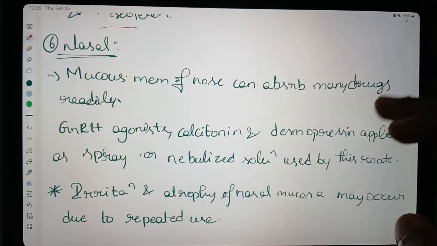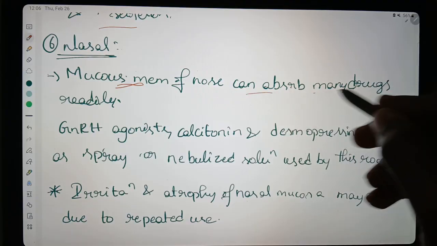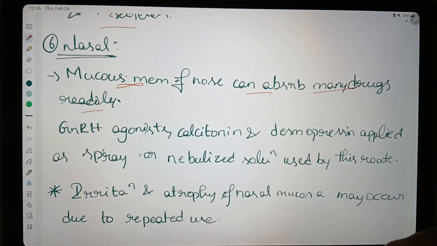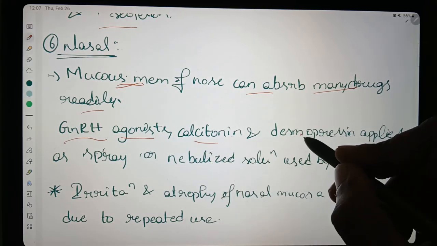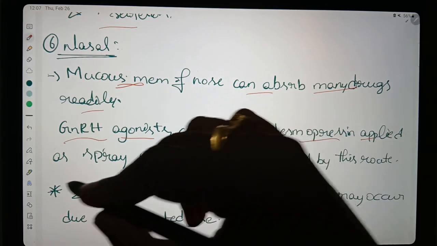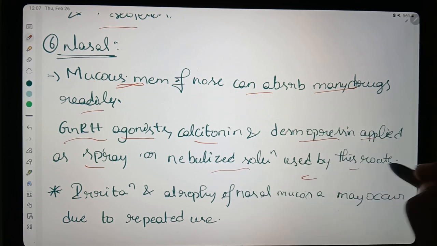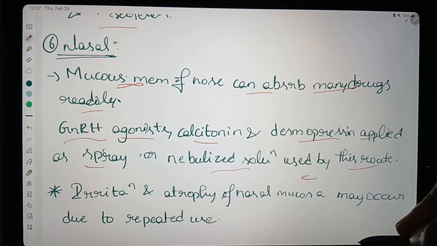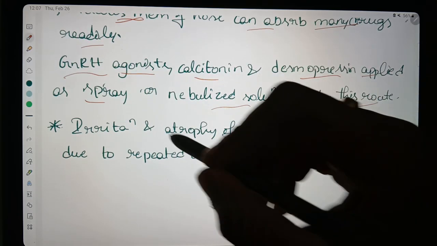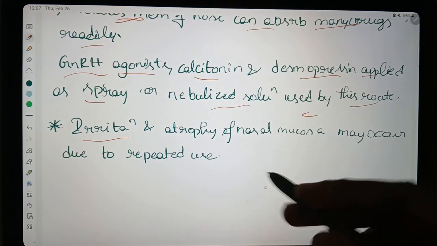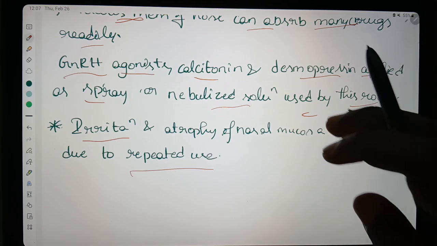Coming to the nasal route. In nasal, the mucous membrane of the nose can absorb many drugs readily, for example GnRH agonists, calcitonin and desmopressin, applied as a spray, and nebulizer solutions are used by this route. Irritation and atrophy of nasal mucosa may occur due to repeated use.